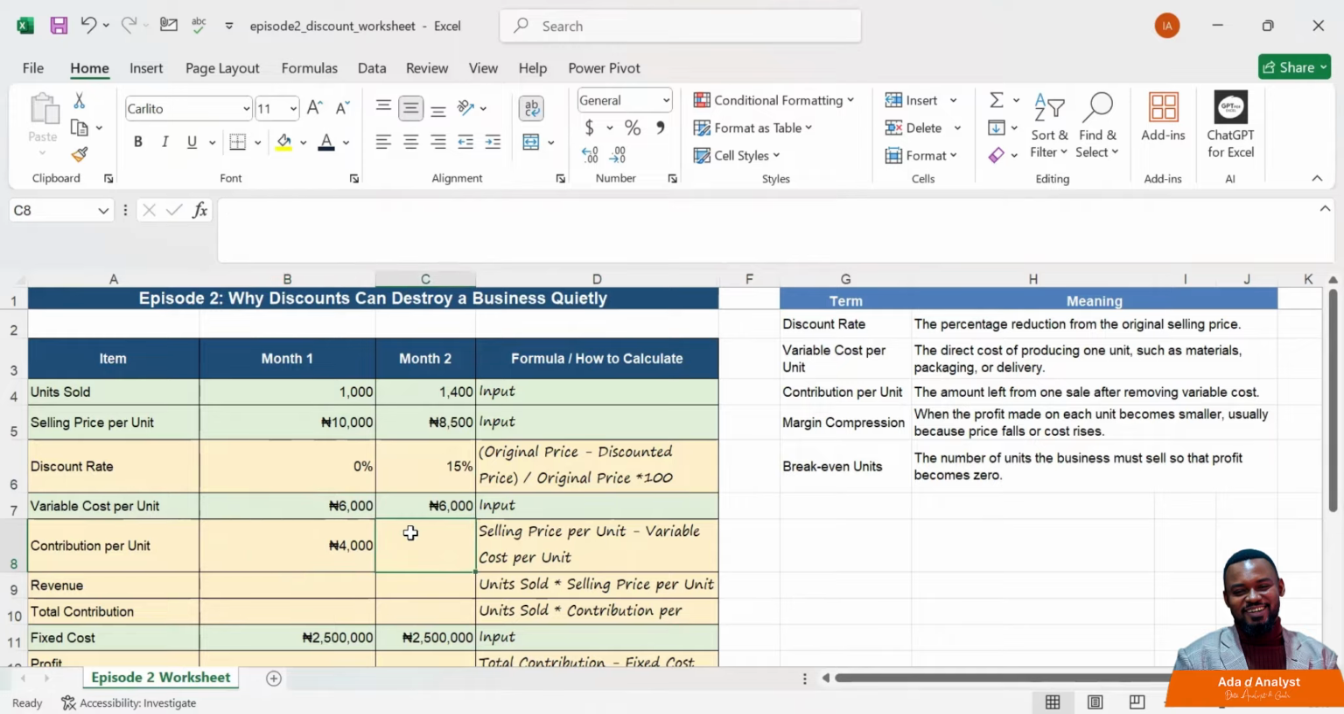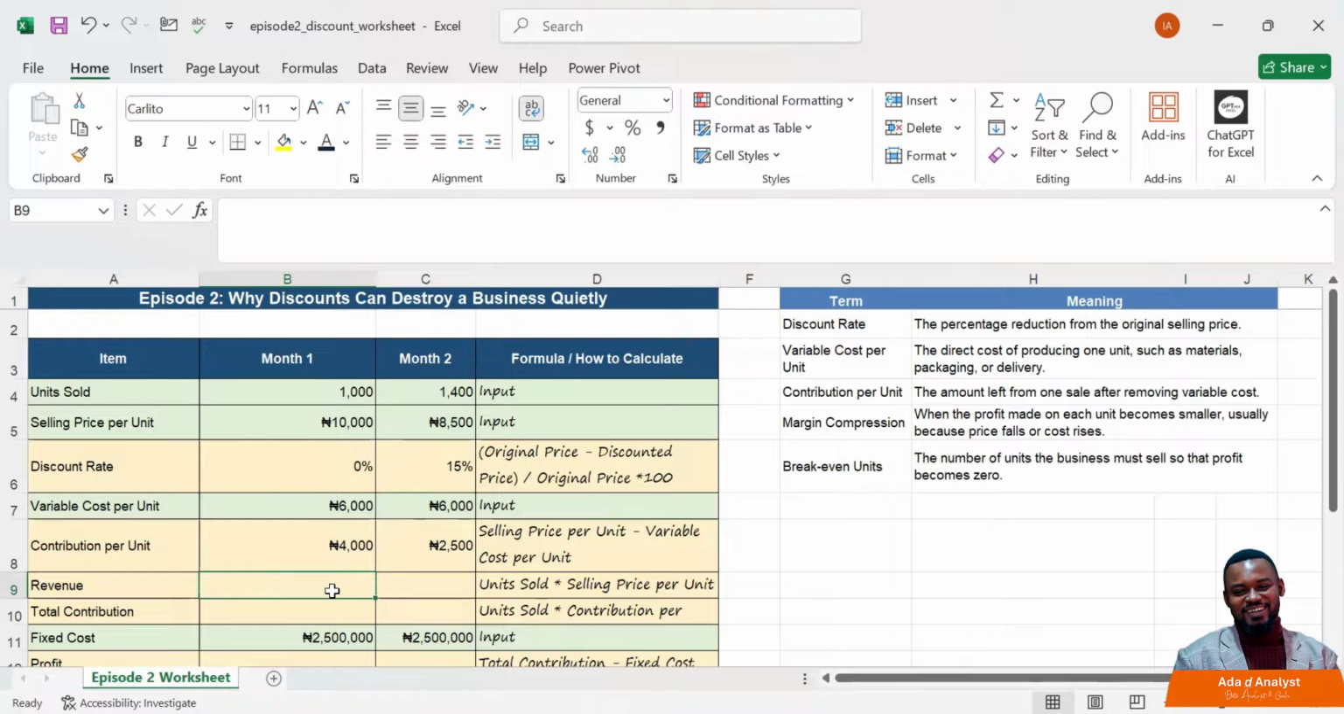For month 2, we'll say equals our selling price was 8,500 minus our variable cost per unit, which was 6,000. So we had 2,500. To determine our revenue for month 1, it would be the units sold multiplied by selling price per unit.